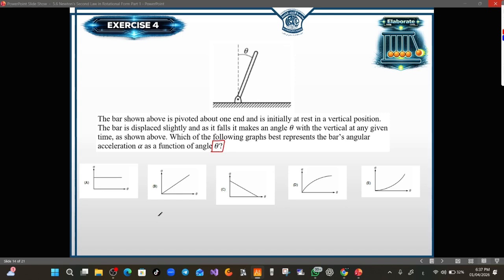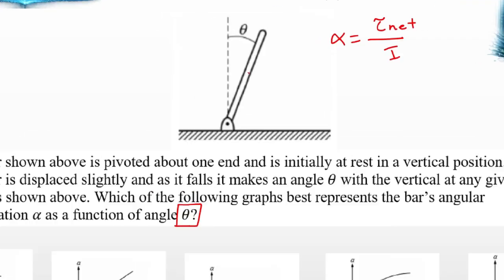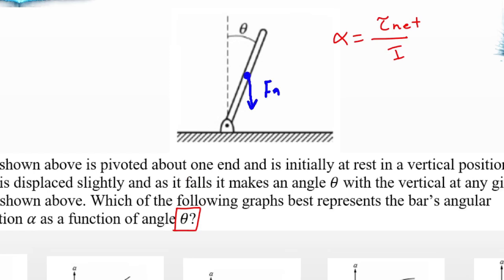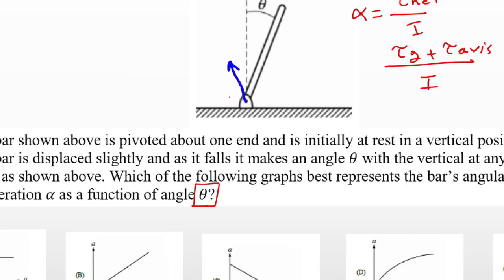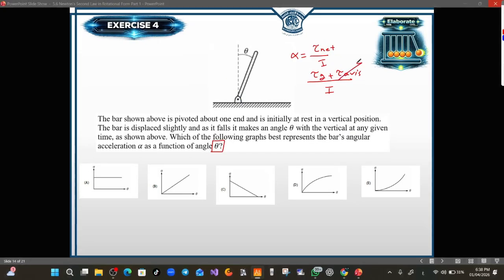Now, first, we need to find a relationship between alpha and theta before we evaluate the graphs. And we're going to use Newton's second law in rotation form. So alpha is equal to tau net over I. How many forces are acting here on the bar? Actually, we have two forces. We have the gravity and the reaction of the axis. Since the force of the axis passes through the pivot, the rotational effect of this force is 0. So we just need to evaluate the tau of the gravity.